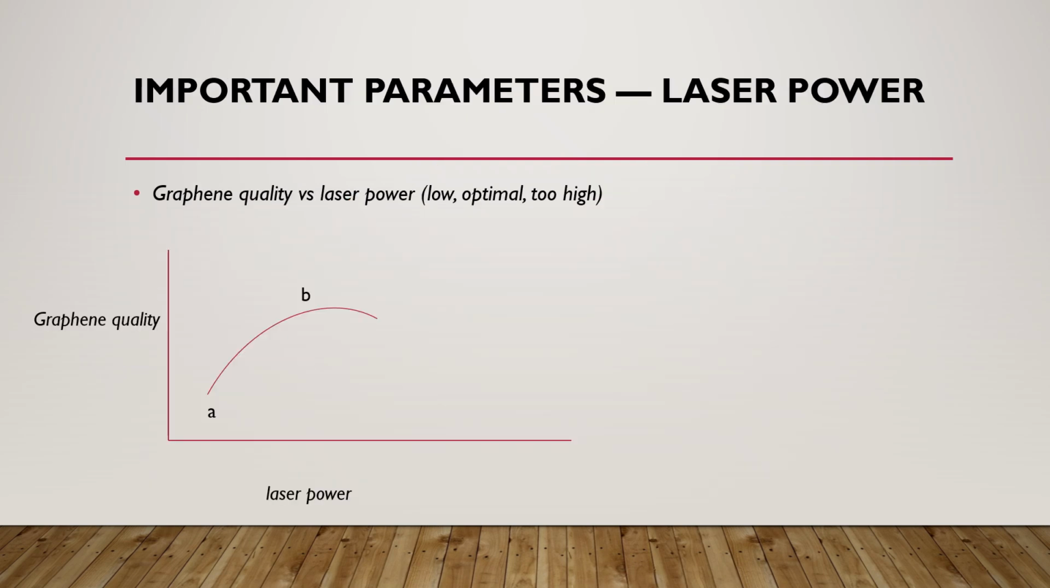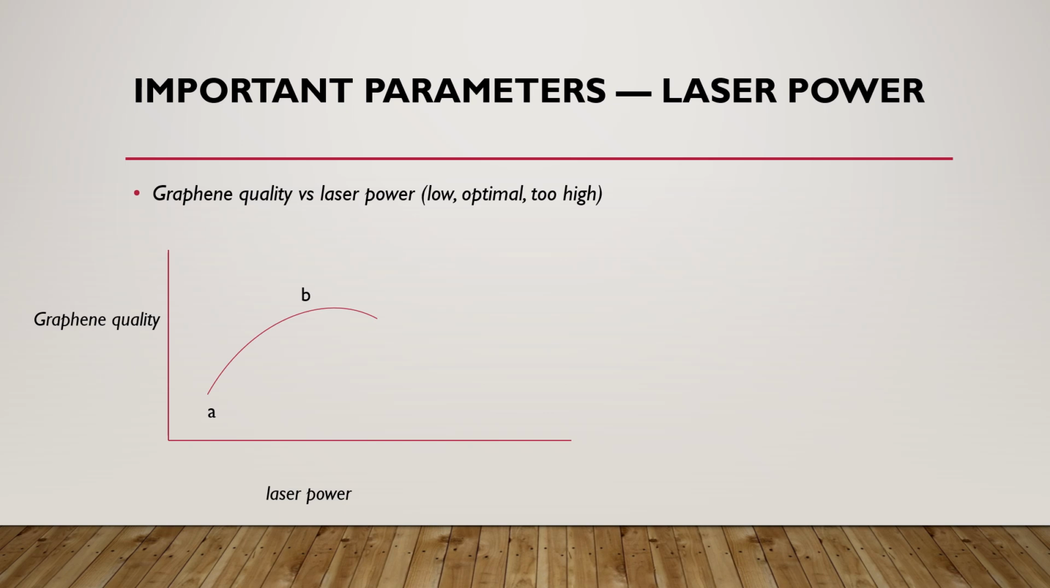There are several important parameters which control the quality of graphene. The first parameter is laser power. When the laser power is too low, you can see point A, the material doesn't get hot enough. So incomplete carbonization happens, and we get only a little graphene, not very good quality. When the laser power reaches the optimal level, it gives high quality, porous graphene. This heat turns the aromatic rings and the carbon content into stable graphene.